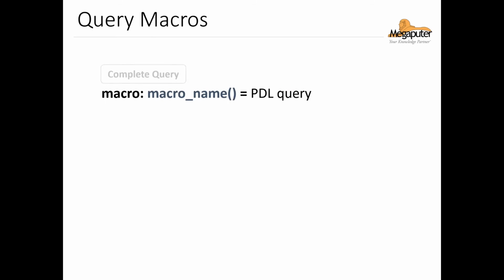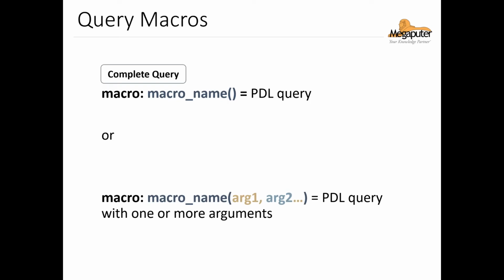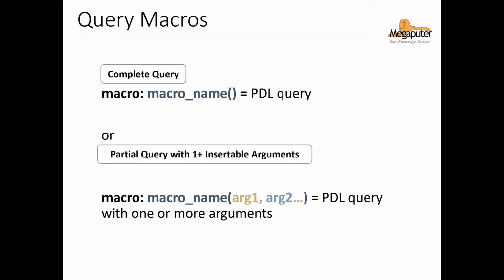So we've seen some query macros. We have a complete query here. Just another thing we can use is a macro with an argument. We kind of referred to this earlier. This is where you cannot use a hierarchical rule. You have to use a macro. So we have a partial query with some insertable arguments. This is kind of similar to what we refer to as just macros in the basic PDL section.